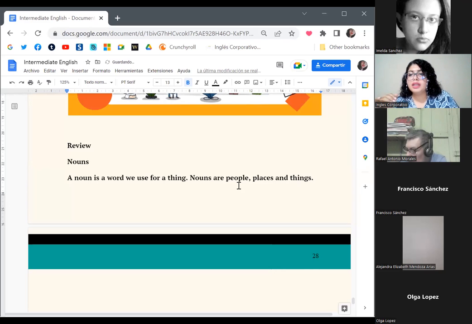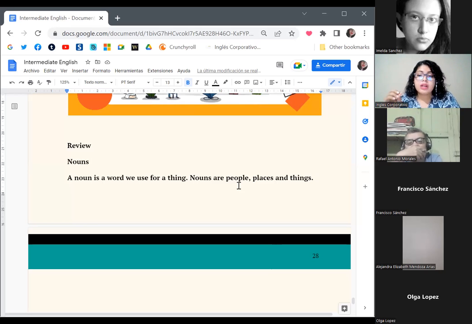So we have that nouns, we can use them for a lot of things because we are going to talk about people, we are going to talk about places, and also we are going to talk about things. Some common people nouns are mother, father, sister, brother, man, woman, etc. All of the words that we can use to talk about people. And these are common nouns.